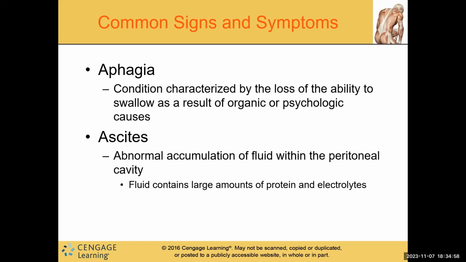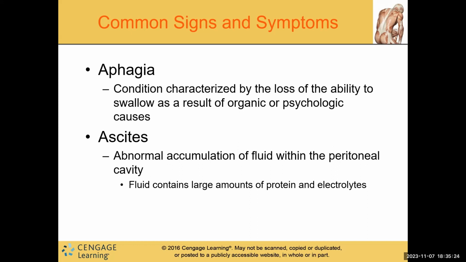So we're going through some of the terms alphabetically. Aphagia. Phagia means to swallow, so that means without swallowing. It's loss of the ability to swallow for disease or psychological reasons. Ascites is the accumulation of fluid within the peritoneal cavity.